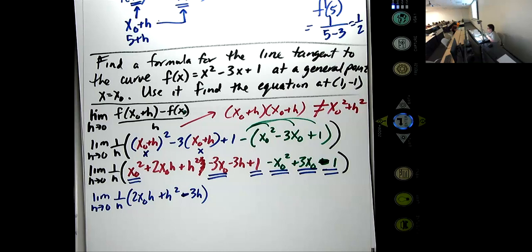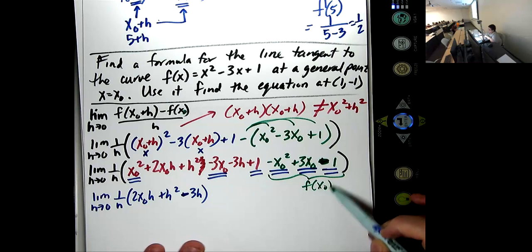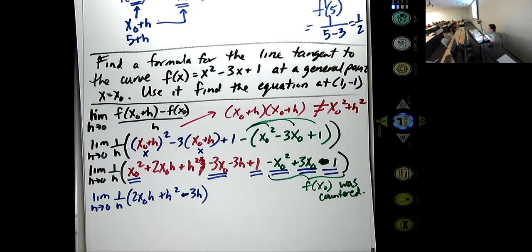For polynomials, if you've done this correctly, you'll notice these all went away. F of x naught was entirely canceled. Was countered, I should say. Polynomials is always going to work. When we look at trig functions and stuff, it's a little different. You guys don't know how to do the polynomial version of trig functions yet.